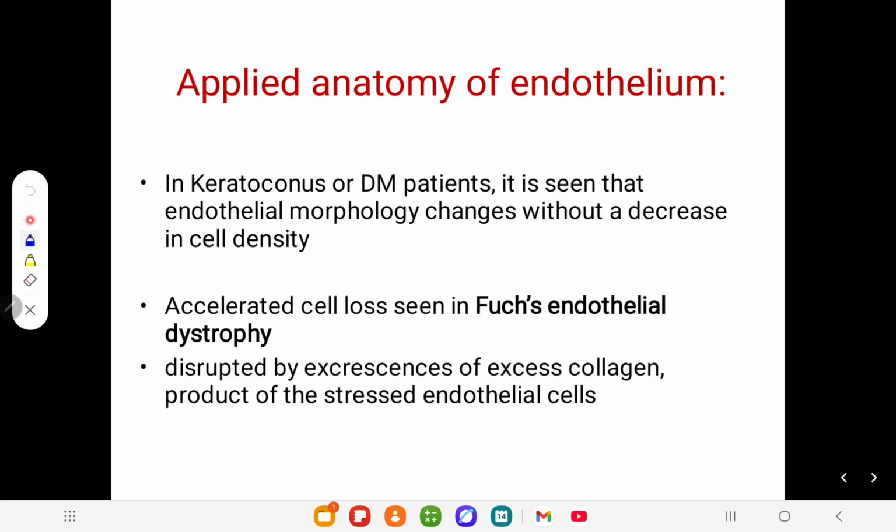Now the applied anatomy of the endothelium. In keratoconus or diabetes mellitus patients, it is seen that the endothelial morphology changes with a decrease in cell density. In a keratoconus patient, we always do specular microscopy in our hospital setup. Accelerated cell loss obviously indicates endothelial dystrophies, and it is due to excessive collagen that produces stress on endothelial cells.